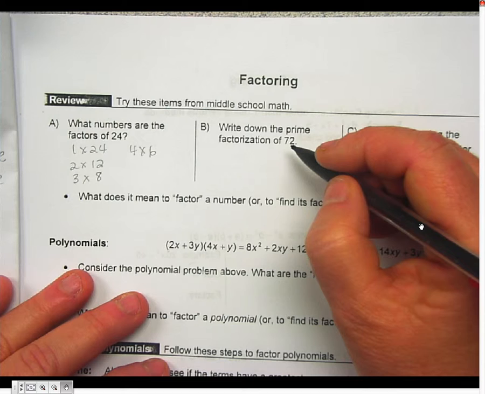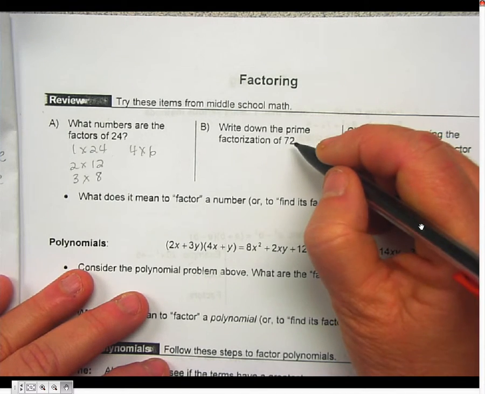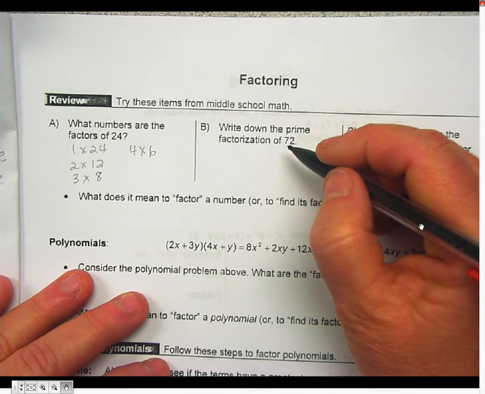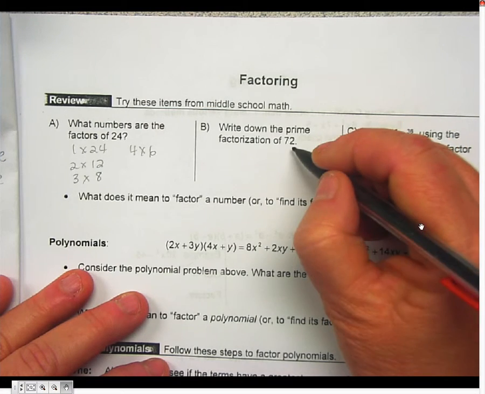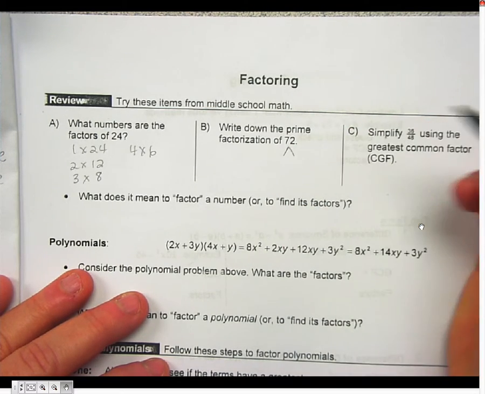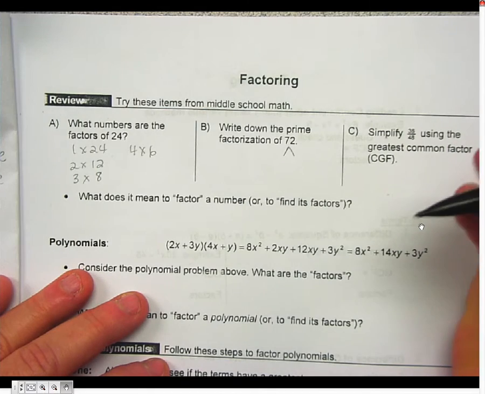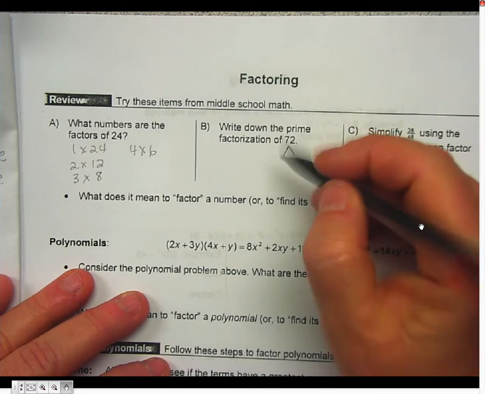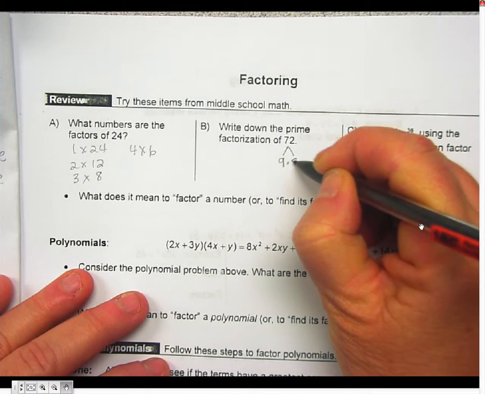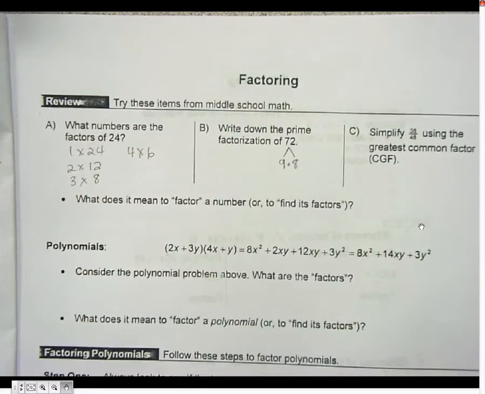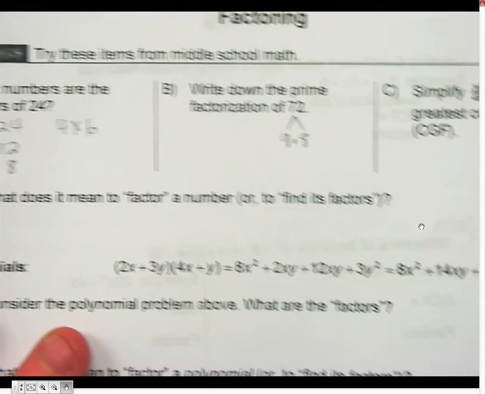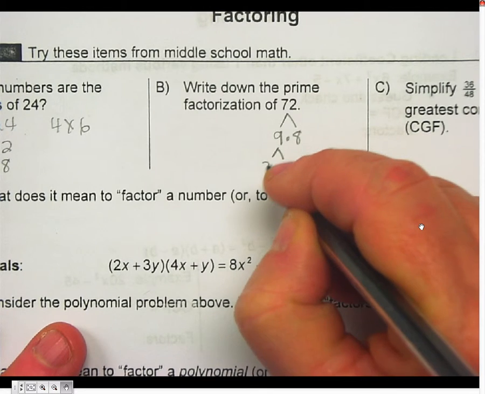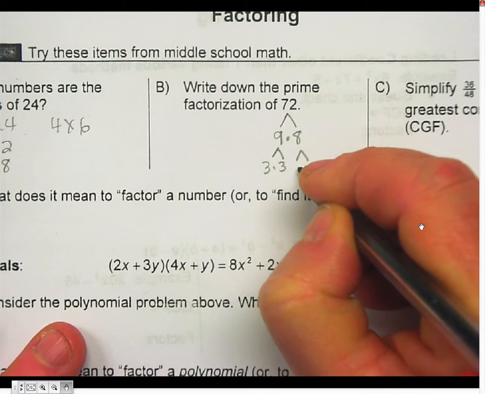Okay, but this is not a prime number, but we can write it as factors of prime numbers. So we want to break it down all the way till we get prime numbers. What could you multiply? Remember factor trees? 9 times 8. Okay. So 9 times 8, and then we'll multiply. What about 9? 3 and 3. And then 8, 2 and 4.